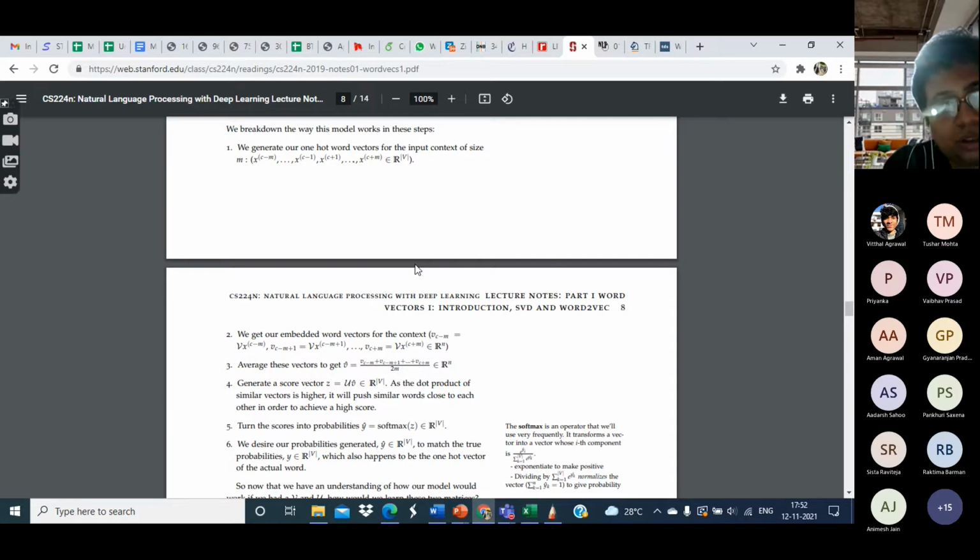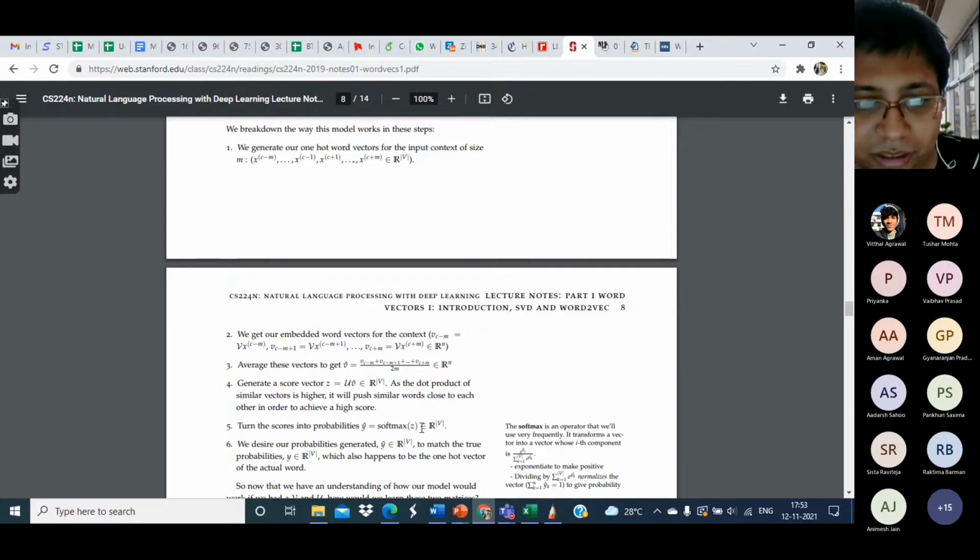I first took all the context vectors, multiplied them by V, took their average, then multiplied that average by U, and so on. And only then did I apply the softmax function. So clearly, these two matrices, U and V, play a role in assigning these probabilities.